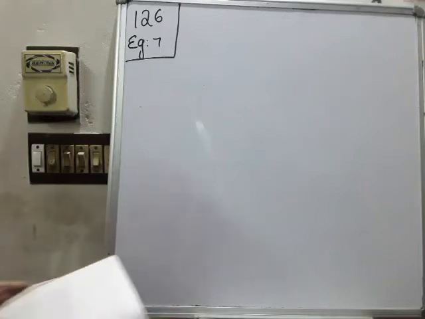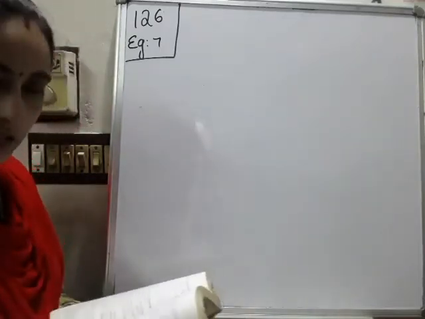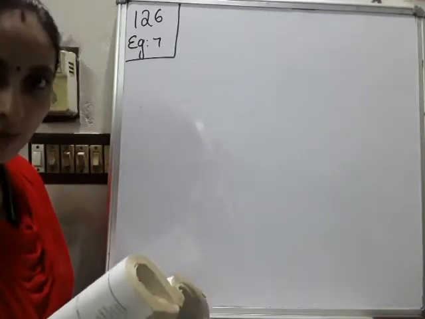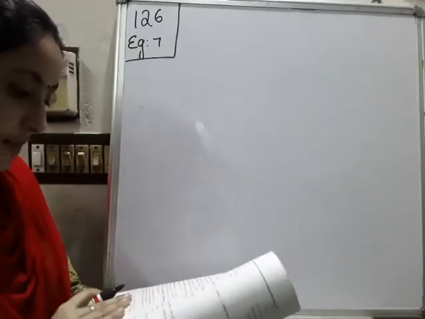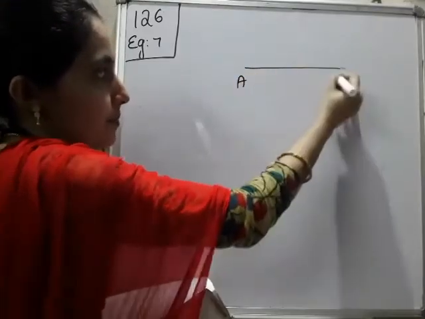Next question, page number 126, example 7. That is our next question. A little bit lengthy but easy question. Okay, so the question is: AB is a line segment. So we have to draw a line AB.